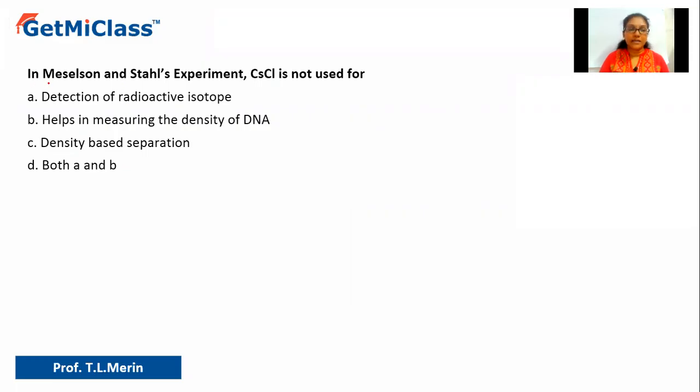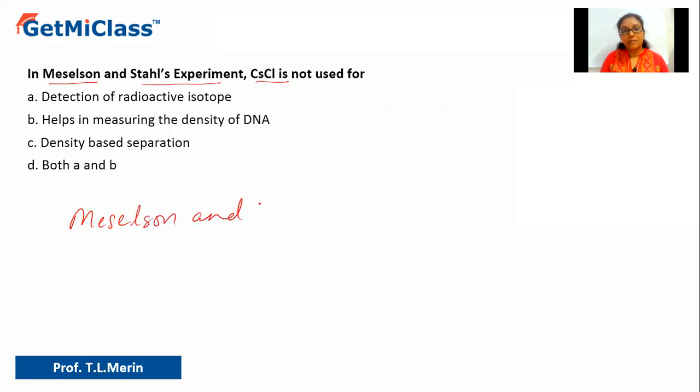So let us understand the question. It says in Meselson and Stahl's experiment, cesium chloride is not used for. So they're asking which among the following cesium chloride was not used for when Meselson and Stahl's experiment was going on. Now, when we talk about Meselson and Stahl, what comes to your mind?